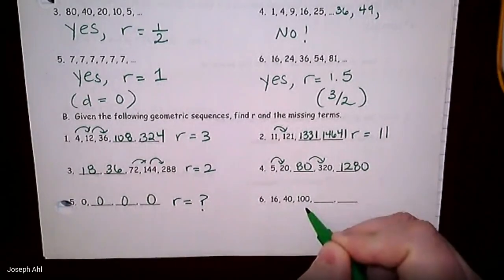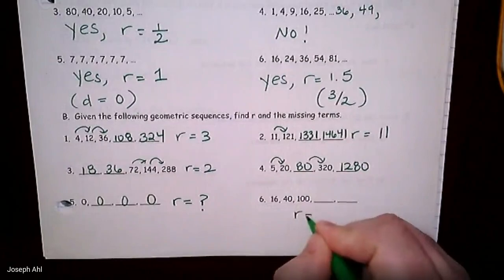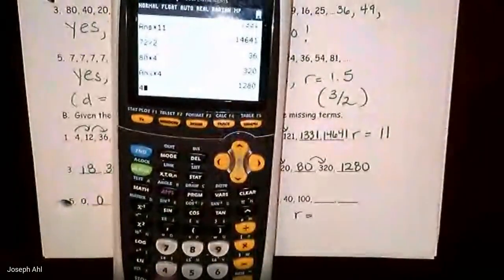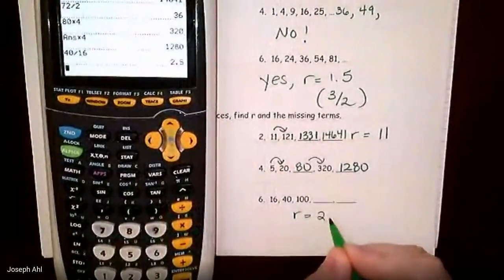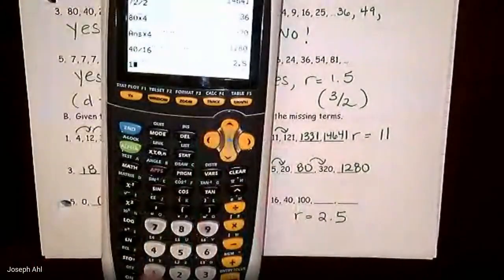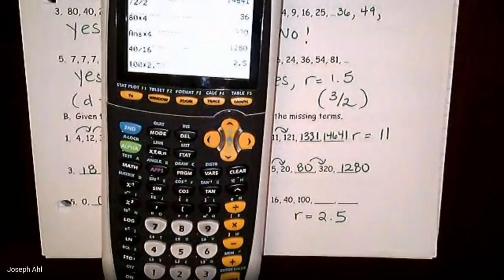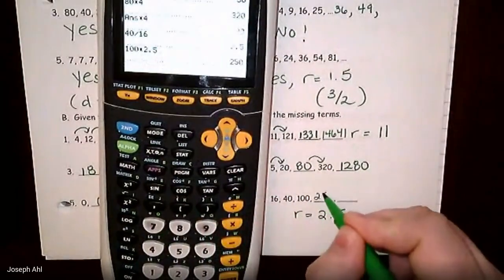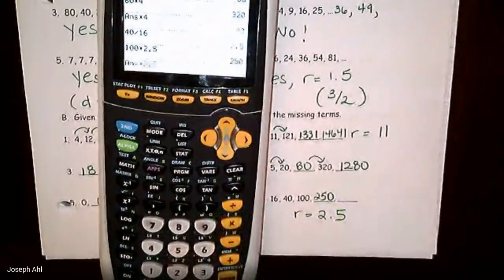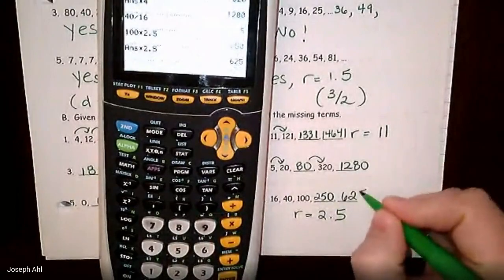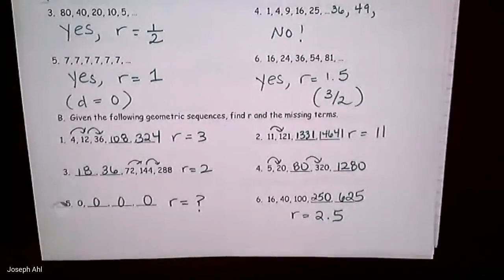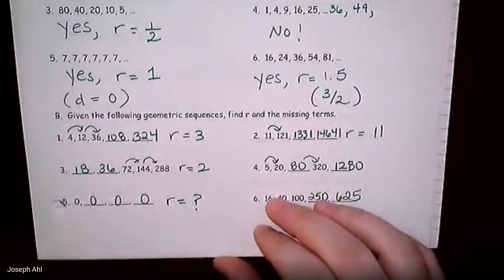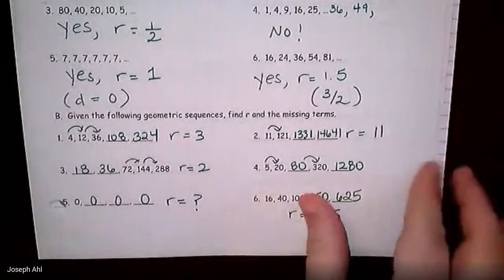And in this last case, 16, 40, 100, maybe not a super obvious r value. If you divide the second term by the first term, you get that the r value is 2.5. So if you do 100 times 2.5, that should be 250. And if you do that one more time, times 2.5, you get the last term in the list to be 625. So I realize I went through that stuff very quickly, but if something was too fast, again, hit pause, take some time to understand some of the geometric sequence patterns here.